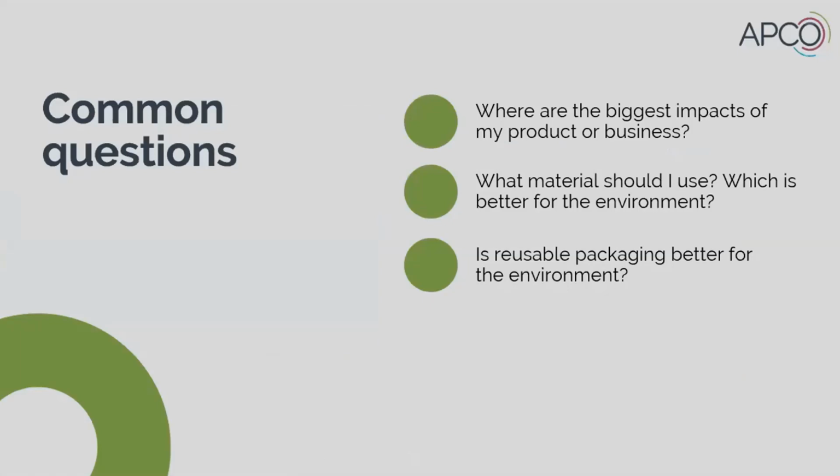So I guess my interest is in how LCA can answer certain questions, and here are a few of the ones that Tim's already really touched on. Where are my biggest impacts? How do I prioritise? What materials should I use? That's an oldie but a goodie. Everyone wants to know that. Unfortunately, there's never a simple answer. And is reusable packaging better for the environment?